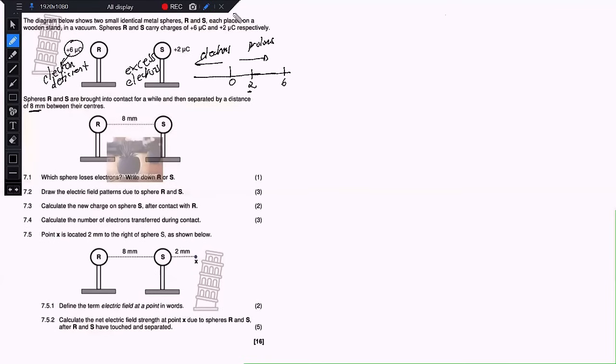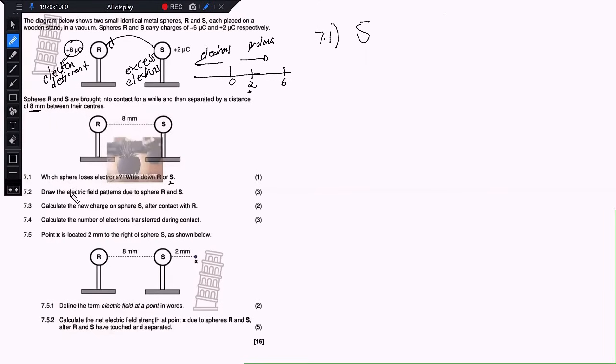So if we take these two spheres and bring them together, it is always the one in excess that loses electrons to the one that is electron deficient. To answer this question, which sphere loses electrons? It is sphere S because it has an excess of electrons and therefore it will lose its excess electrons to R, which has a deficiency of electrons. So 7.1 is supposed to be sphere S.